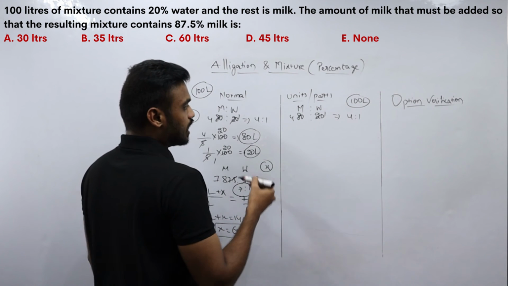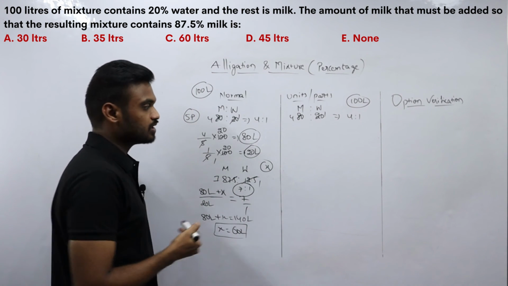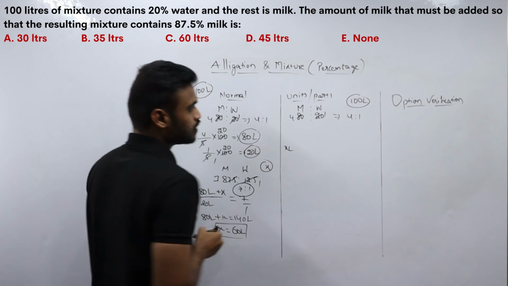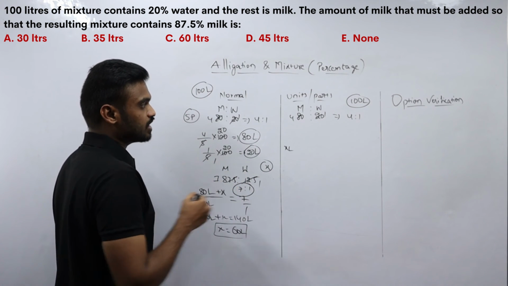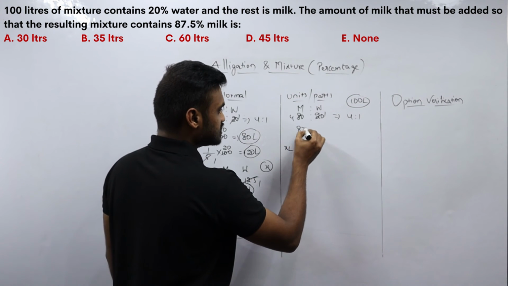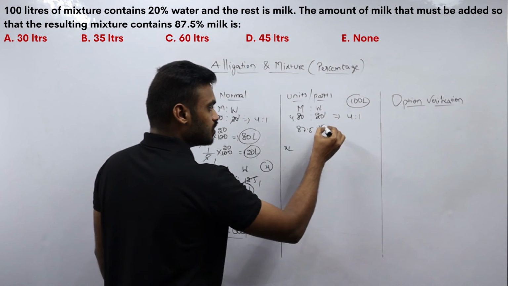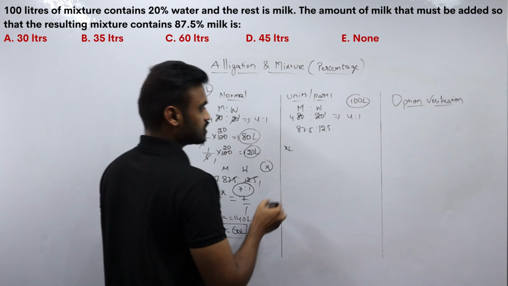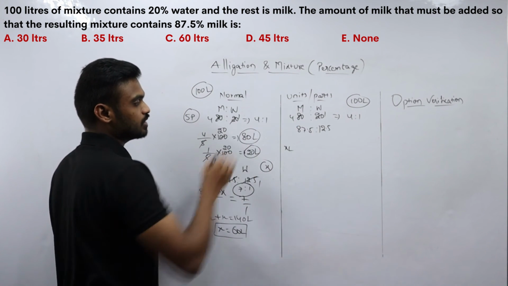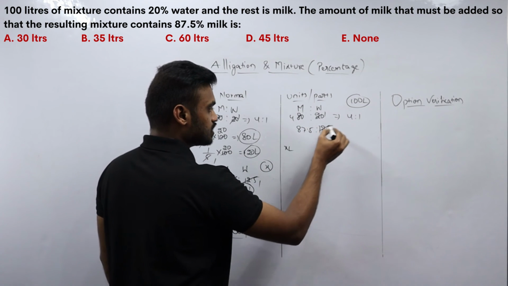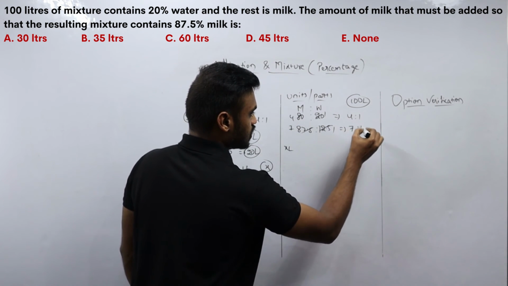Now they are also saying that after adding some liters of milk, we don't know how many liters, so I am assuming X liters. After adding X liters of milk, the total percentage of milk becomes 87.5. So what is the percent remaining? That is 12.5%. So 12.5% belongs to water and 87.5% belongs to milk. Now if I cancel this, I will get 12.5 ones and 12.5 sevens. So we will get 7:1.